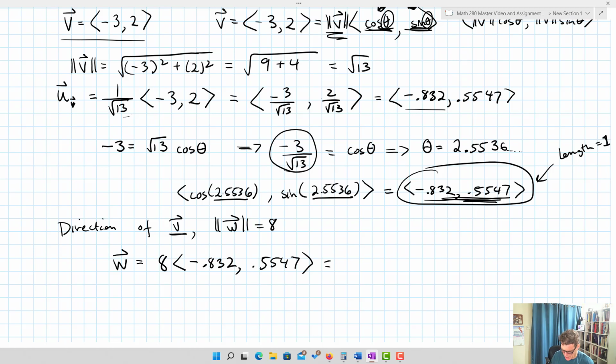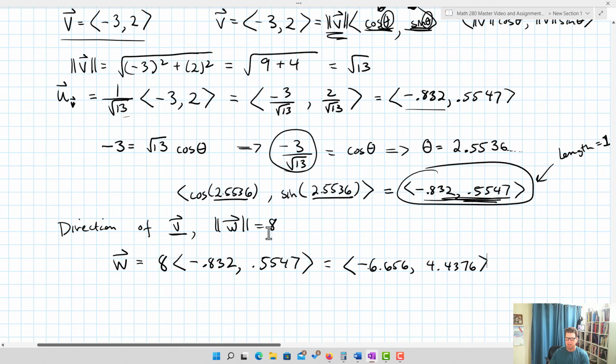8 times negative 0.832 equals negative 6.656, and then 8 times 0.5547 is 4.4376. And that is a vector that's in the same direction as V, but has 8 times the length, or it has a length of 8. This has a length of 1, and W now has a length of 8 because we just took the vector and multiplied it by 8.